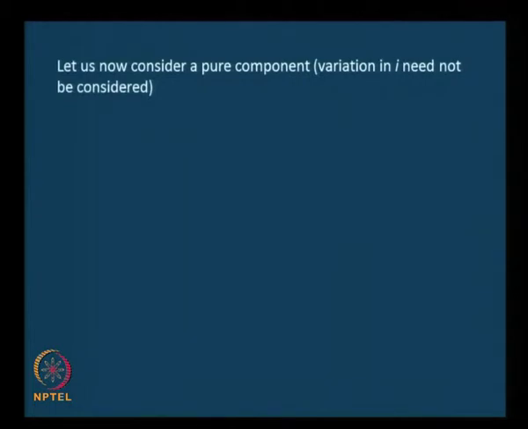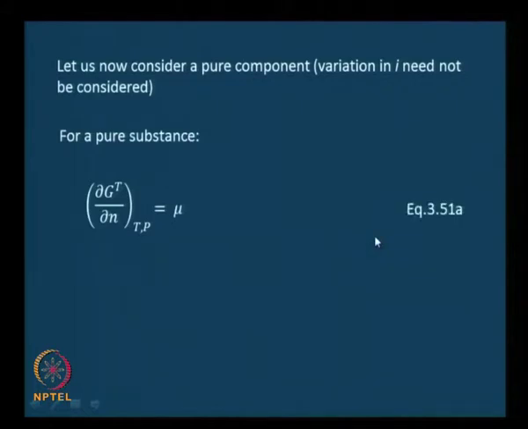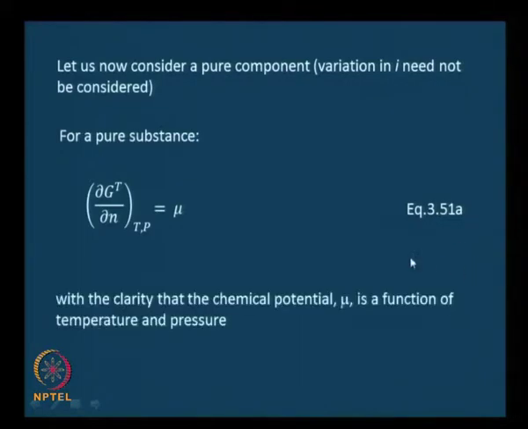Now, let us consider a pure component, which means there is no i involved anymore. It is just one component there, and therefore, variation in i need not be considered in the equations that we wrote earlier. And for such a pure substance, dou Gt by dou n at constant T and P would become the chemical potential of that substance. Let us call this equation 351 A. And we need to be clear here that chemical potential is a function of temperature and pressure too. It is just that it is being held constant here and we are defining it as the chemical potential.